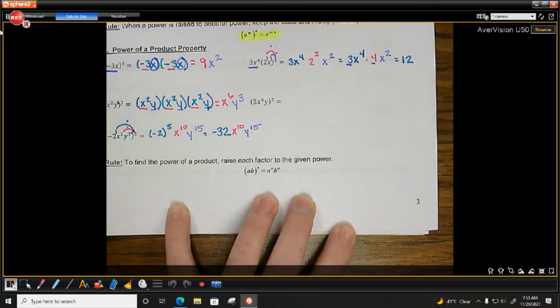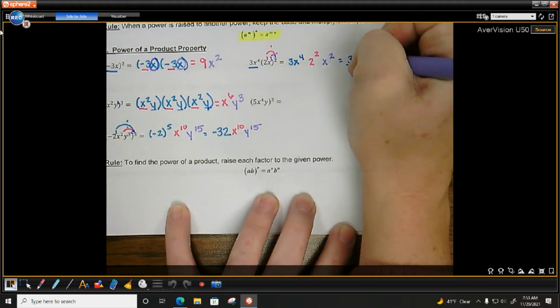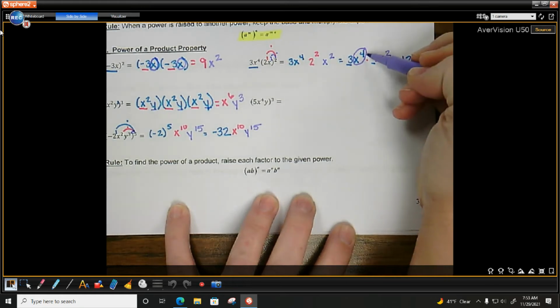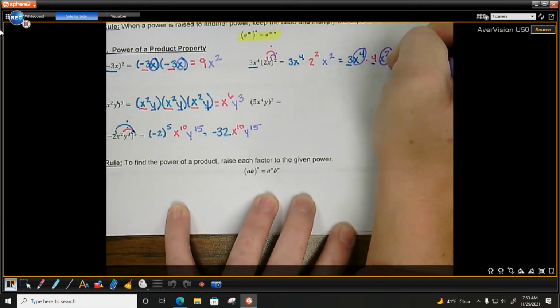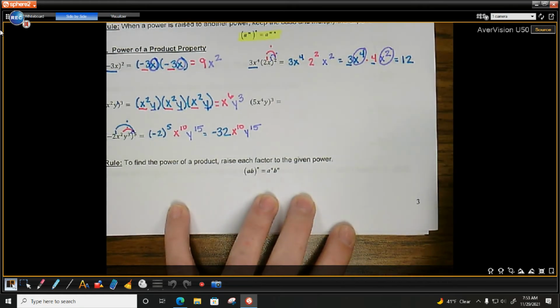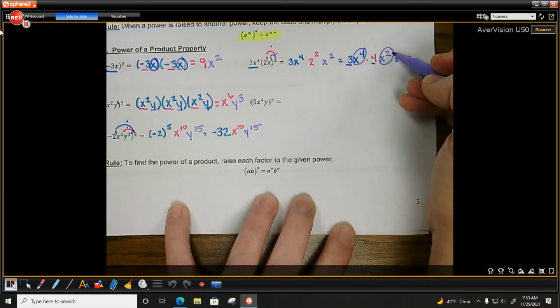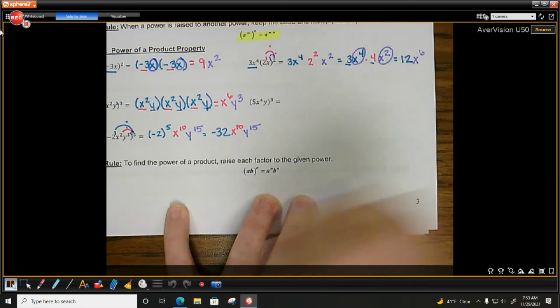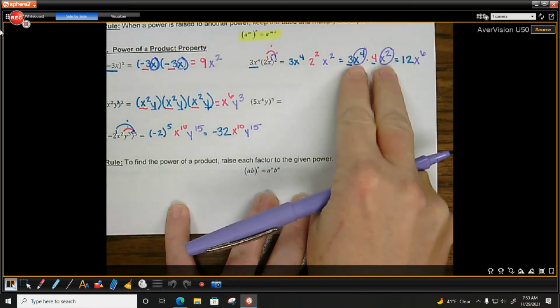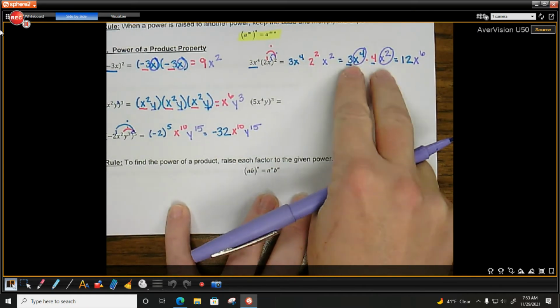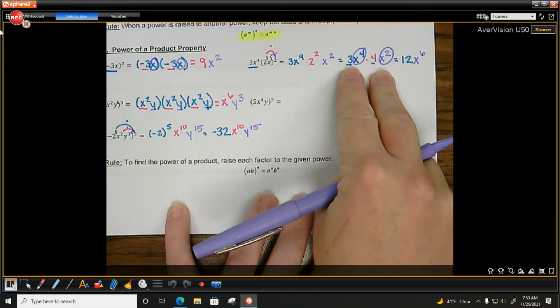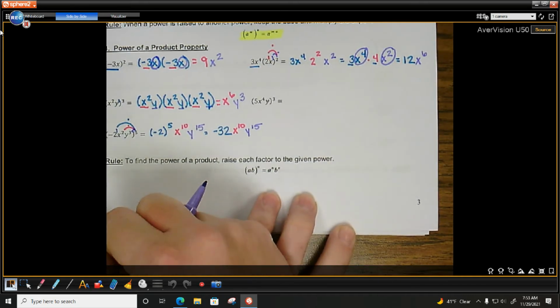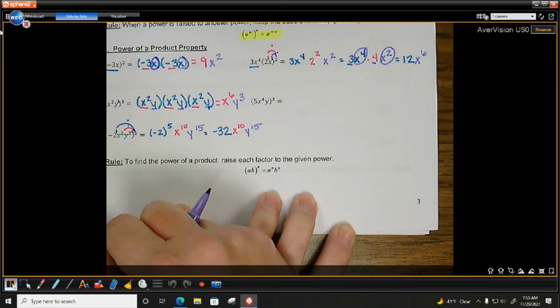And then I have how many x's here? 4. And how many x's here? For a total of how many x's? 2 and 4. 6. Remember, you only multiply the exponents whenever there's only one base. Both of these exponents have their own base. That's when you add them. Okay? We good? Okay, let's do the next one.